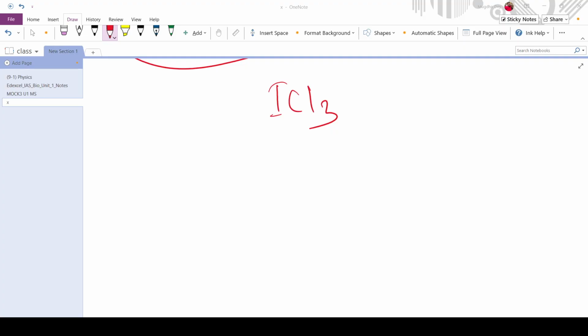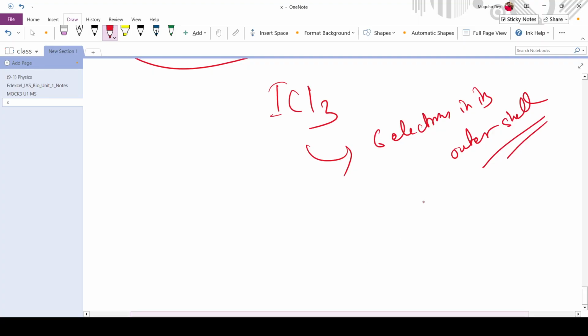It's 53. Okay, so you can say it's huge, to be honest. I believe 5, 2, 6, 6. Okay, there are 6 electrons in its outer shell. Look, there are 6 electrons in its outer shell.